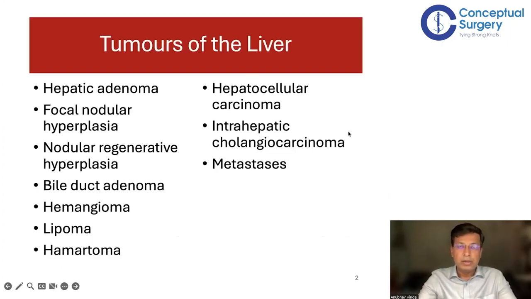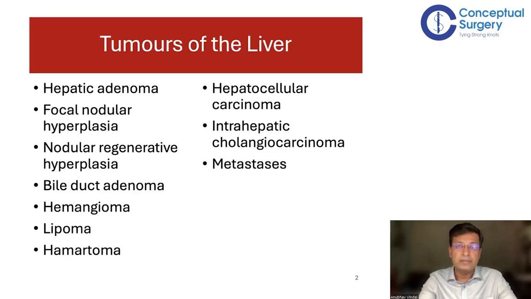So when we talk about tumors of the liver, the tumors can broadly be classified into benign and malignant. And on the left-hand side is a list of the commonly encountered benign tumors of the liver with hepatic adenoma, focal nodular hyperplasia, nodular regenerative hyperplasia, and adenomas arising from the bile duct. Then some lesions which are not tumors by themselves, like hemangiomas and hematomas, and lipoma, which is also a rare variety of benign tumor of the liver.